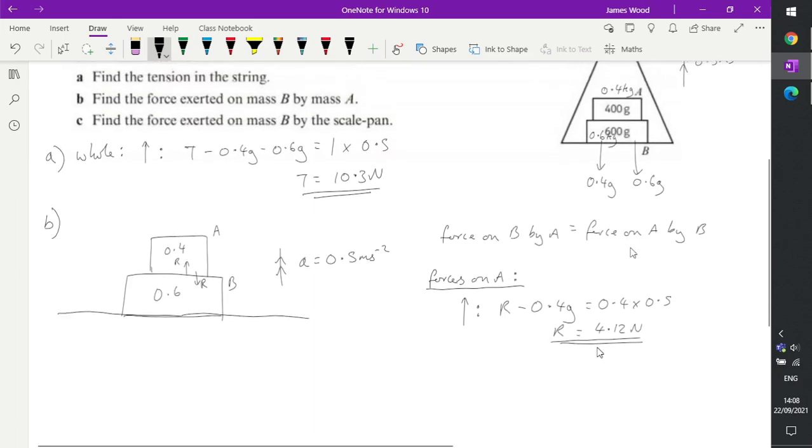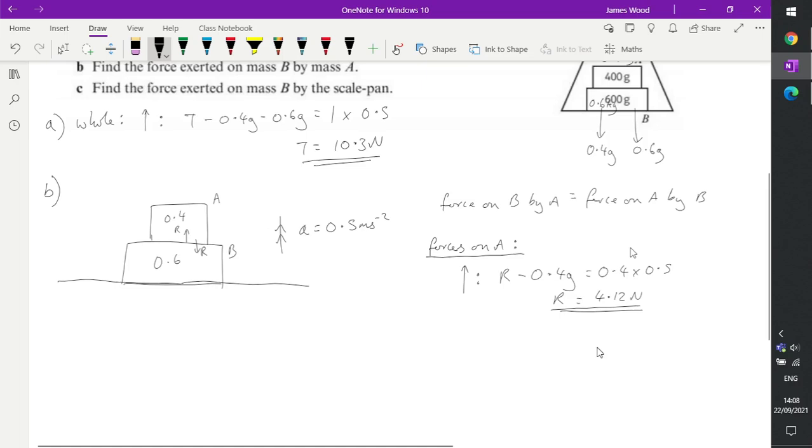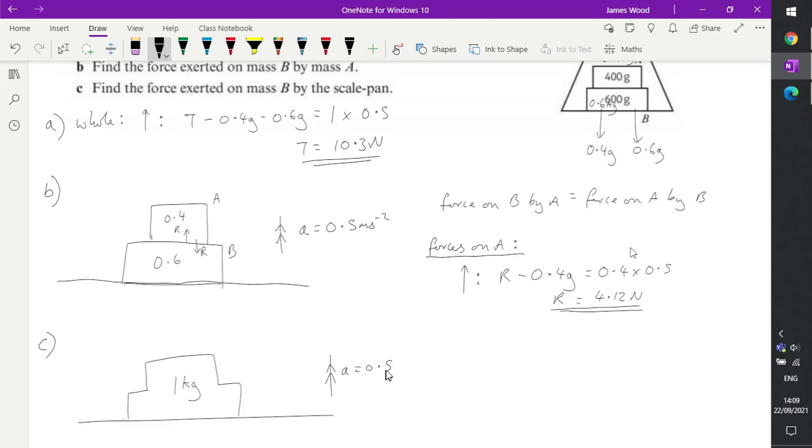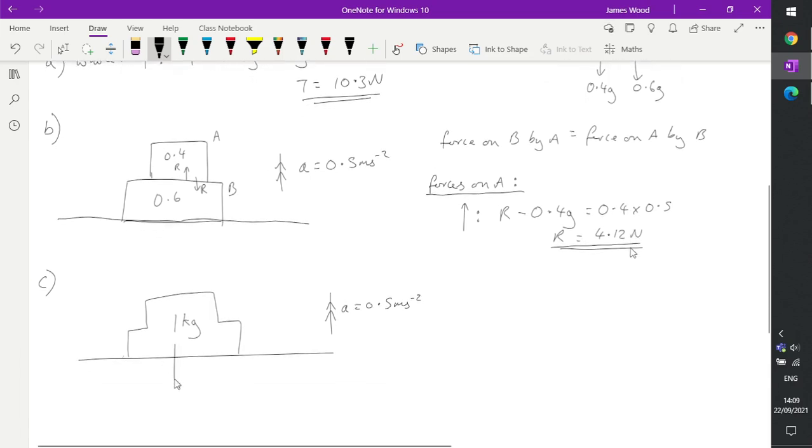Part C, the force exerted on mass B by the scale pan. I'm going to do a similar sort of thing here, but I'm interested in the forces between B and the floor of the lift. So what I'm going to do is I'm going to just treat this as one big box like that with mass 1 kilogram. Okay, still accelerating upwards at 0.5. Now the forces here is the weight downwards of both the boxes, because the weight of both the boxes is going to act on the floor of the lift.